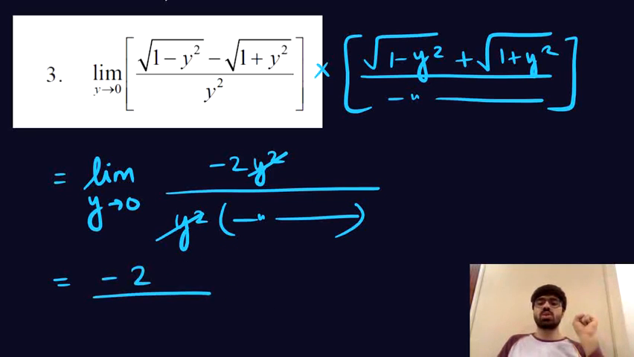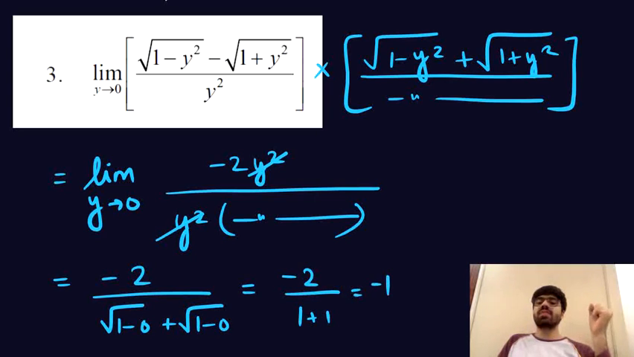So this will be minus 2 upon the final expression contained in the denominator, which is basically this term. So when you put y equal to 0 there, you get root over 1 minus 0 plus root over 1 minus 0. That will be equal to minus 2 upon 1 plus 1, and that will be equal to minus 1. So the final value for the third expression is equal to minus 1.